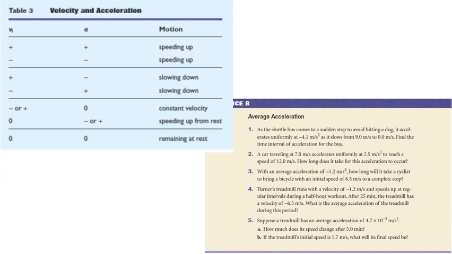Like the example we did when we passed 0 velocity, the object didn't stay there. For a moment, it had 0 velocity, but it was changing direction. It was changing from negative to positive. The only time when the object stays at rest is when the velocity and the acceleration are 0.